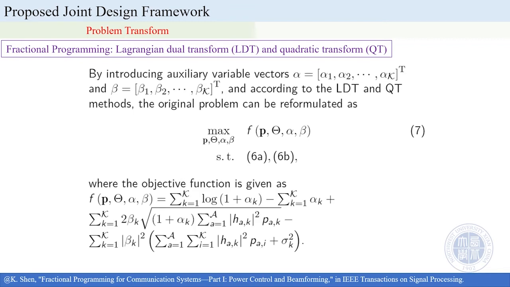where the objective function is defined as follows. Based on the fact that the objective function of the problem is convex with respect to any one of the 4 variables p, theta, alpha, and beta when we fix the other 3, the problem can be effectively solved in an alternating optimizing manner.